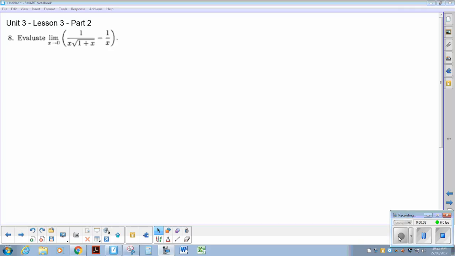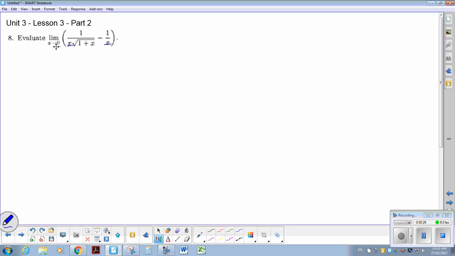Hello, I've had a question about Unit 3, Lesson 3, the second part of limits, question number 8. This is definitely a challenging question because it has two rational expressions and a radical in it. So the first thing I always do is check to make sure I do have a problem. If I put a 0 in, we're going to be dividing by 0, so yes, we do have a problem.